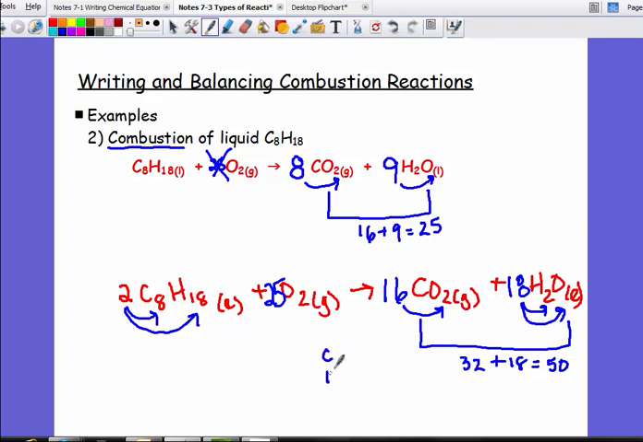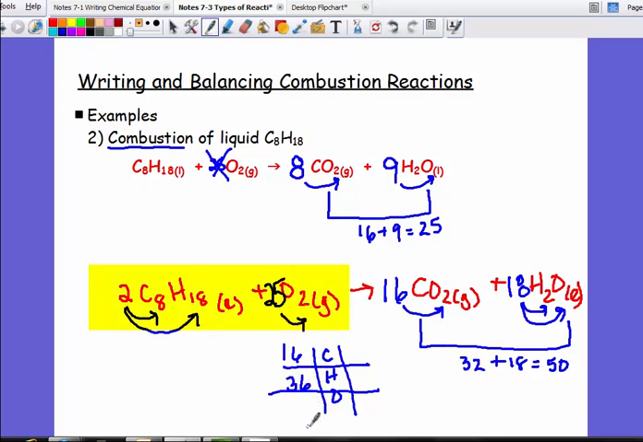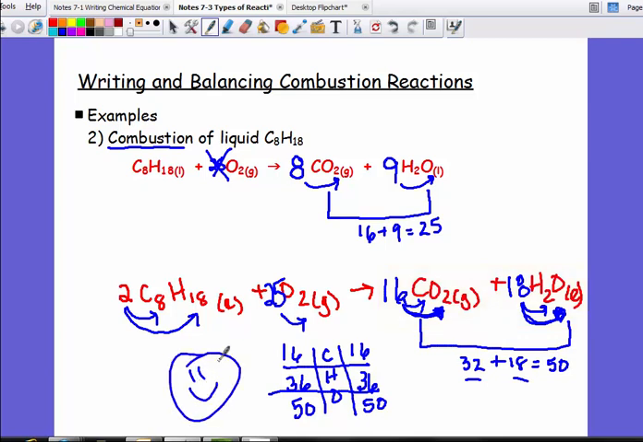Last thing I'm going to do here is just double check, make sure everything's all good. On my reactant side, I have 16 carbons. 2 times 18 is 36 hydrogens, and 25 times 2 will give me 50 oxygens. On my product side, I have 16 carbons. 18 times 2 gives me 36 hydrogens. And I'm just going to double check my math. 16 times 2 would be 32. And 18, when I add those up, I get 50 oxygens on my product side. So that one's all balanced and we're good to go.